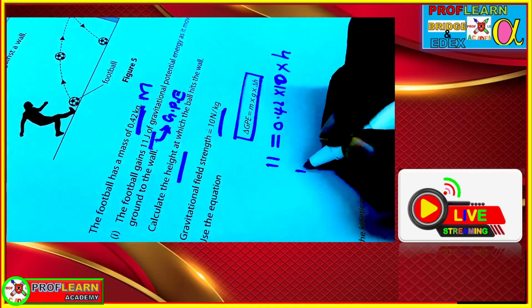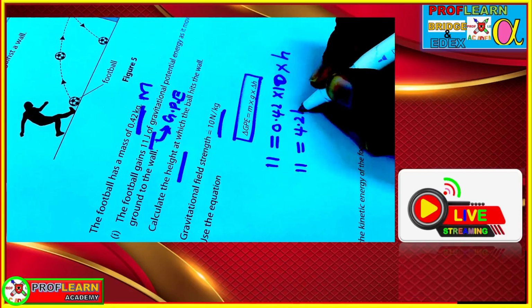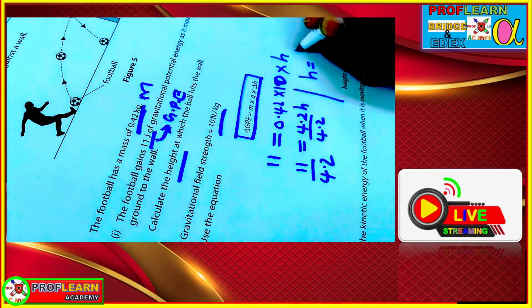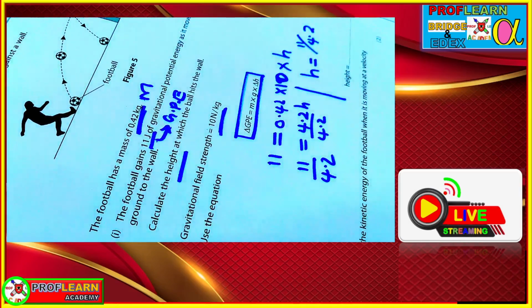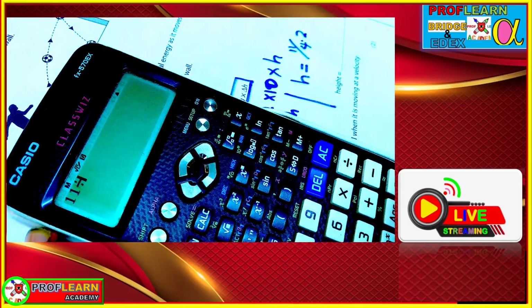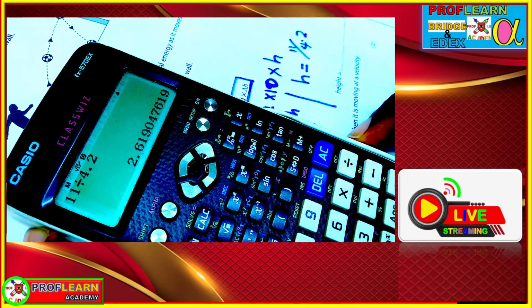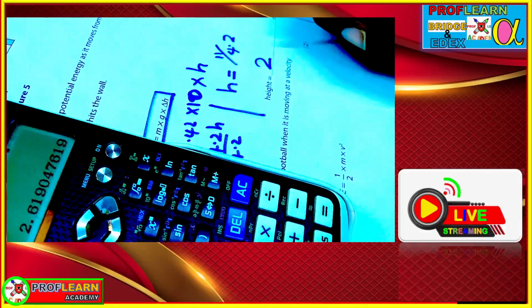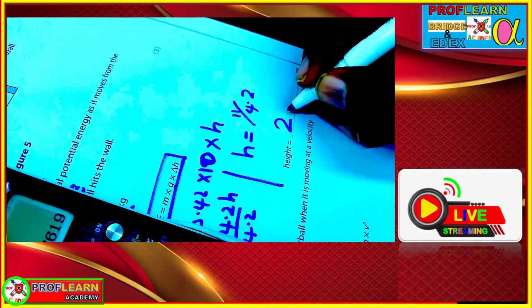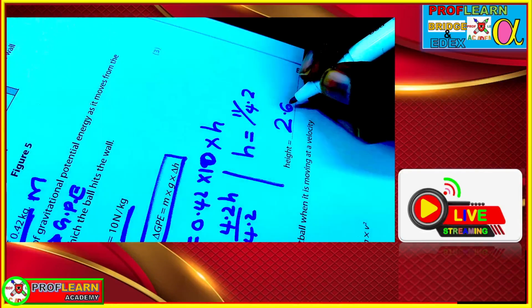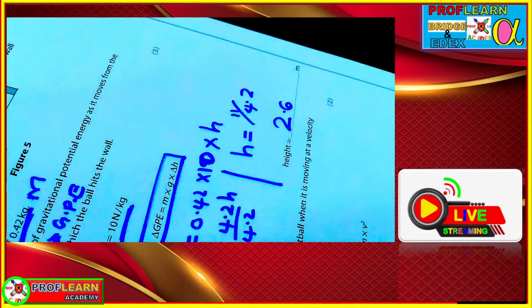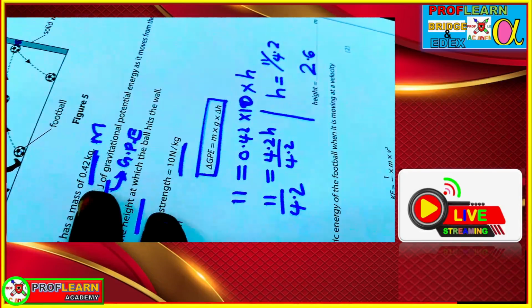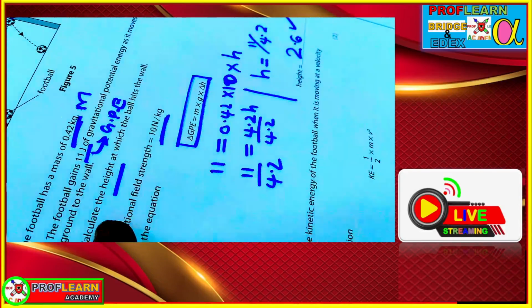So this is going to be 11 equals 4.2h, divided by 4.2 on both sides. Our height is going to be 11 over 4.2. If you work out 11 divided by 4.2, that translates to 2.6 meters, because each of the values here was given correct to two significant figures, so we are going to give our final answer to two significant figures.